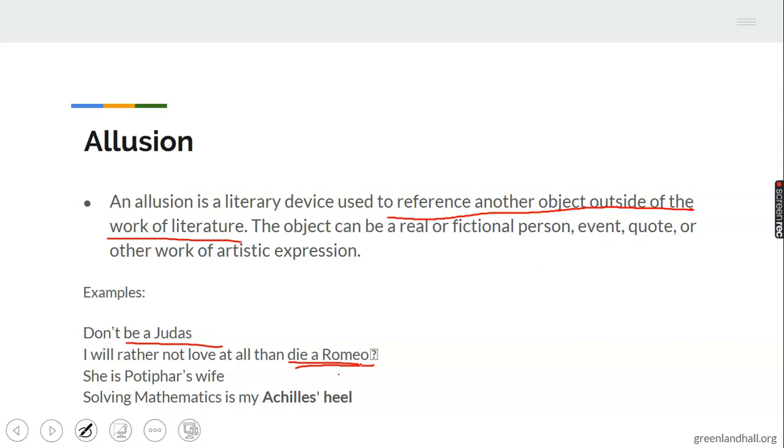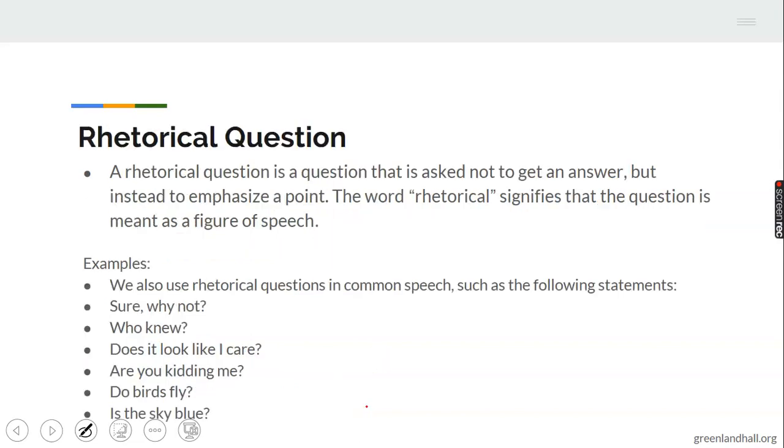Then, she is Potiphar's wife. Potiphar's wife is somebody who wants to lie with another man. We know who Potiphar's wife is in the Bible. Then, "Serving by the marriage is my Achilles heel." We know about this. It means something difficult to do. So in allusion, you make reference to things of old, things outside literature.